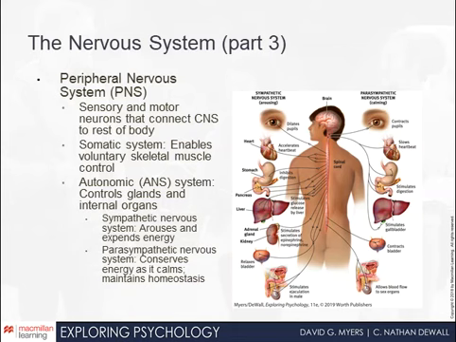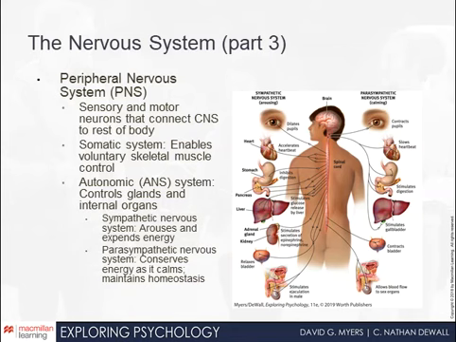The somatic system, we are familiar with that quite readily because we control that. We make our hands clap. We run. We are in control of those skeletal muscles, for example. The autonomic nervous system is not. We don't control it. All right? The sympathetic nervous system arouses and expends energy. The parasympathetic nervous system conserves energy as it calms and maintains homeostasis, or natural balance.